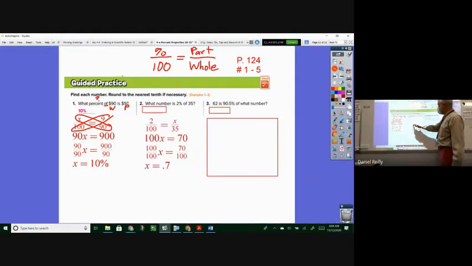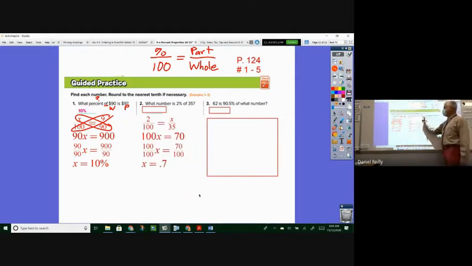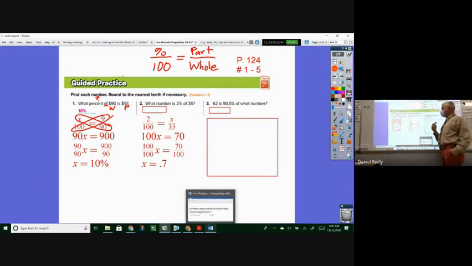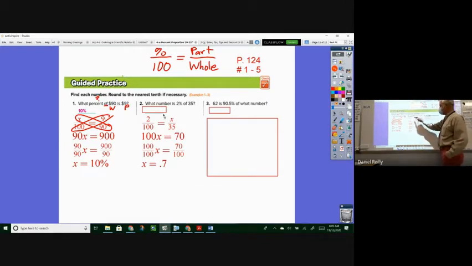All right, so this one, 2% of 35. What you're looking for there is the part, right? So part over whole, and the part is the unknown. Cross multiply, divide by 100, you get 0.7. 2% of 35 is 0.7.